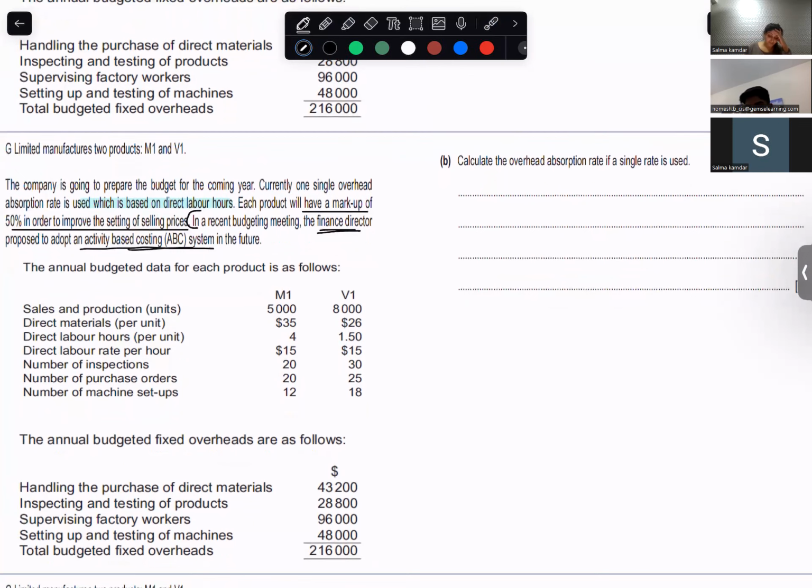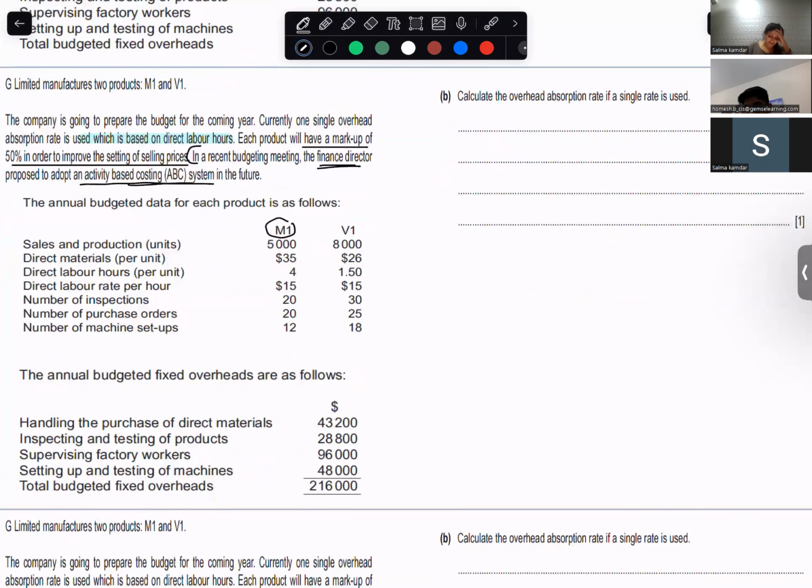Okay, so you have two product ranges. One is M1 and one is V1. They've given you the direct material, direct labor, number of inspections, number of purchase hours, and this is your budgeted overheads, correct? Yes, miss. This is your budgeted overheads. How will you calculate the overhead absorption rate?